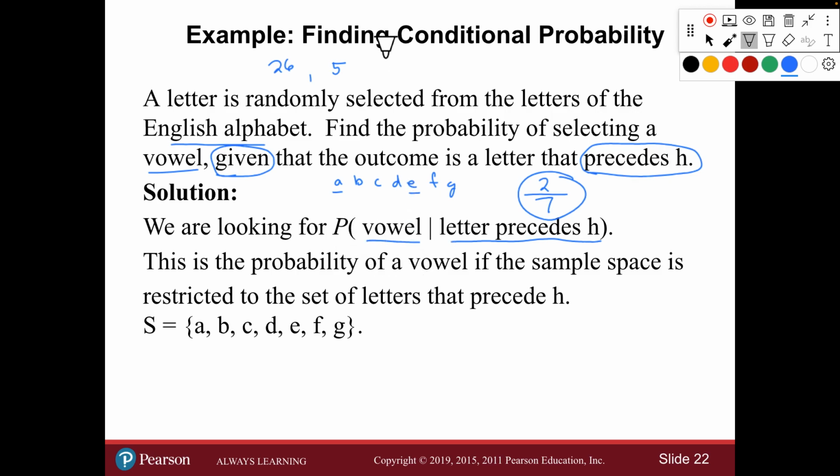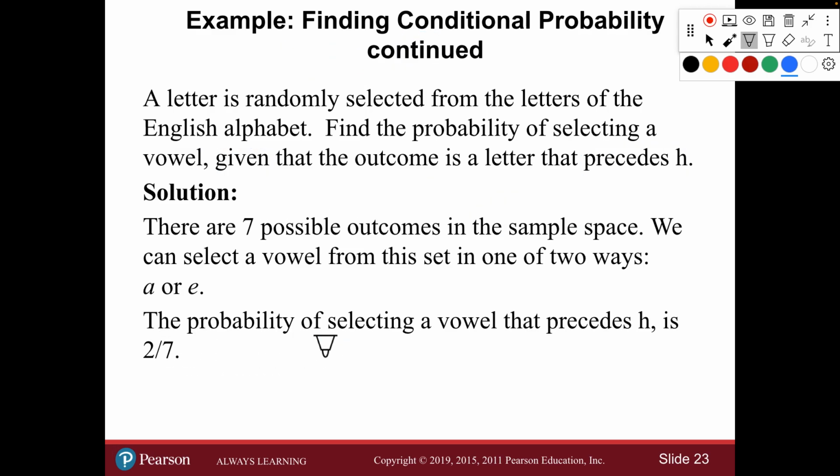First thing happening, we would have said, okay, there's 5 vowels out of 26 letters. That would be our probability. But not for this; that is just the probability of getting a vowel out of the alphabet. But this is the probability with this advanced knowledge. Okay. And so, yeah, we restrict it to just these guys. And A and E are vowels out of the 7 letters, so 2/7.